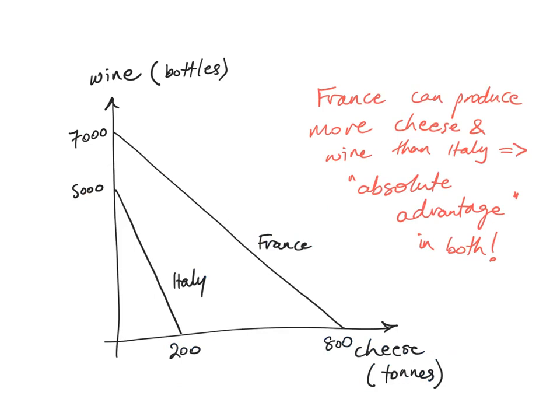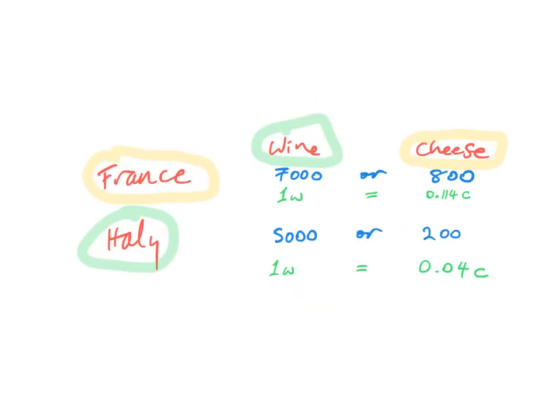Back to the example I used in the absolute advantage video, you can see here France has an absolute advantage in both wine and cheese. Does this mean France and Italy shouldn't specialize in trade? No. You can see that France can either produce 7,000 units of wine or 800 units of cheese. Italy can produce 5,000 or 200.